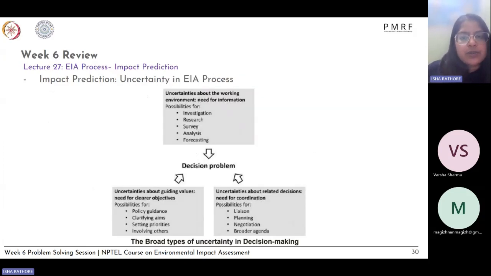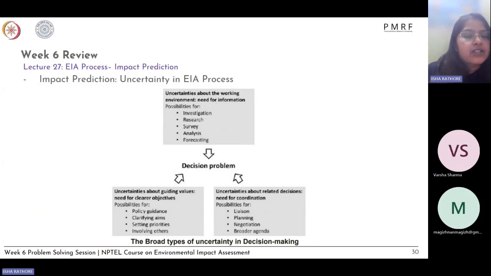Then we also need to look at uncertainty in the EIA process: uncertainty about the working environment, uncertainty about the guiding values, and uncertainty about related decisions. At different points in the EIA process, you're going to have uncertainty relating to the environment, where you don't have enough information. So you need more information relating to your environment. You need to do investigation, research, survey, analysis, and forecasting to come to the decision problem.